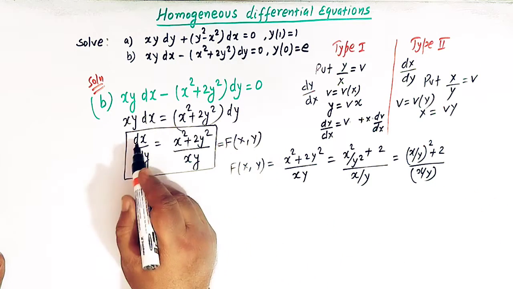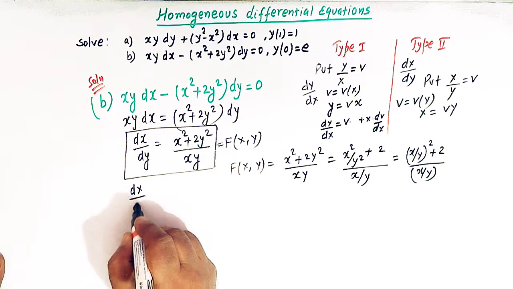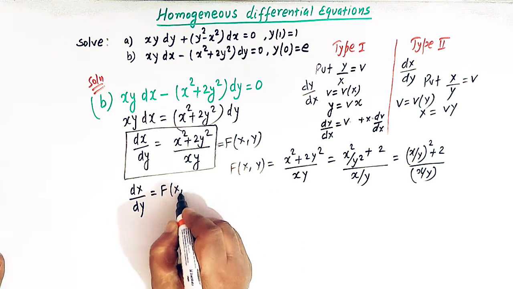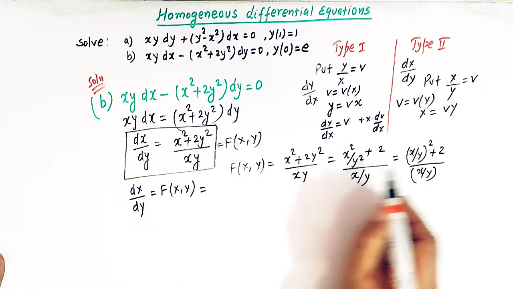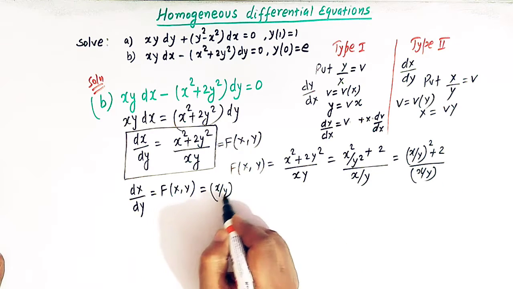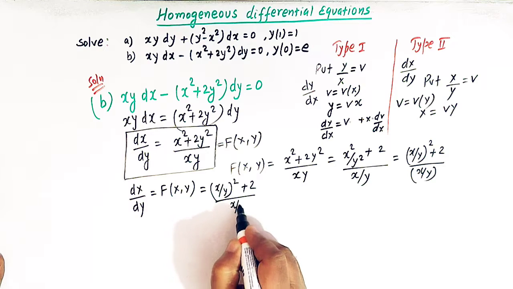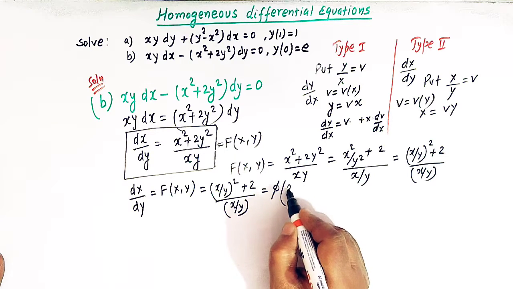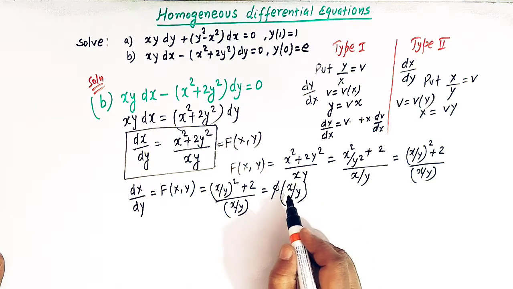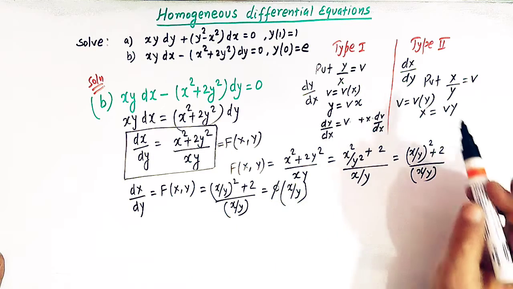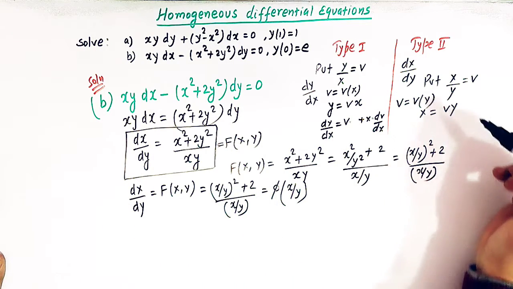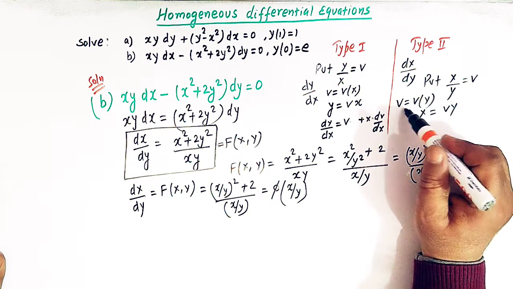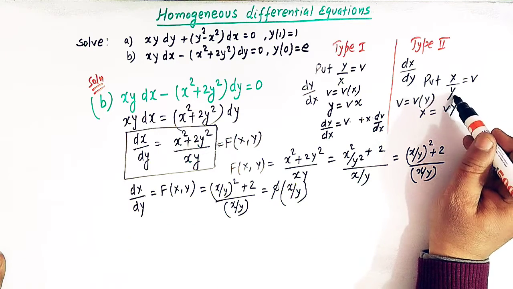So now we can see that this dx over dy, which is equal to this function f of xy, is equal to x over y square plus 2 over x over y. Now this function is of the form phi of x over y. So whenever we have an expression like this, we can solve the differential equation by taking x over y equal to v, where v is a function of y, then x is equal to vy.